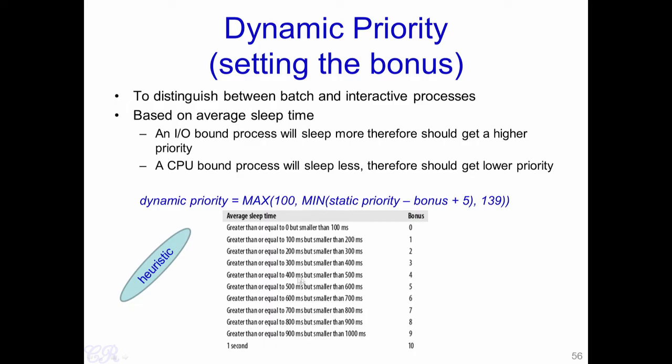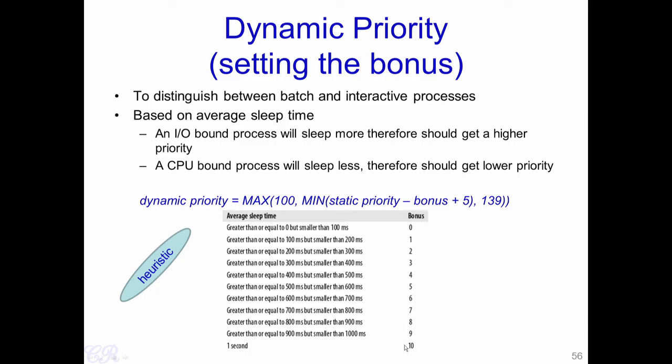If you look at this table, and if we see that the average sleep time for a process is greater than 200, but less than 300 milliseconds, it is given a bonus of 2. So, this is just a heuristic and followed as a formula in the kernel. On the other hand, if the process has an average sleep time greater than or equal to 800 milliseconds, but smaller than 900 milliseconds, we give it a larger bonus of 8.